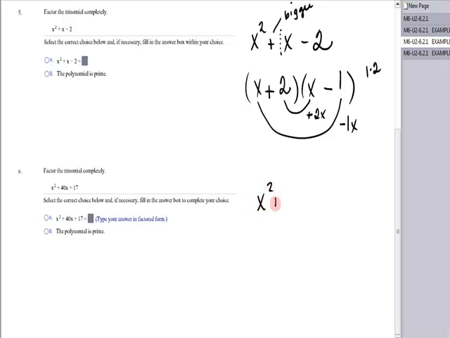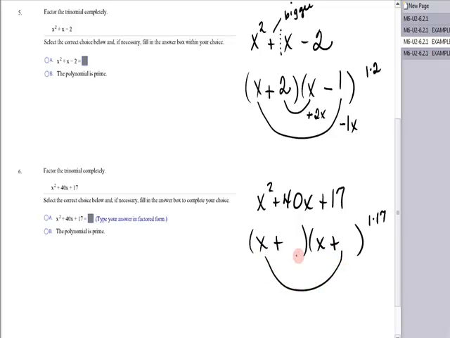Next, I have x squared plus 40x plus 17. All right. Last sign is positive. That tells me both signs are pluses because of this sign. So I have x and x. Factors of 17. Well, 17 is a prime number. All you have is 1 times 17.